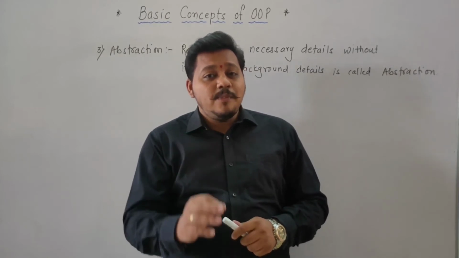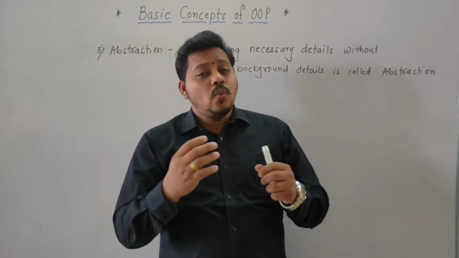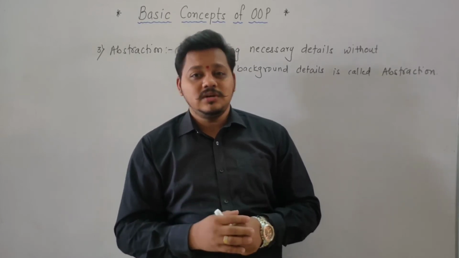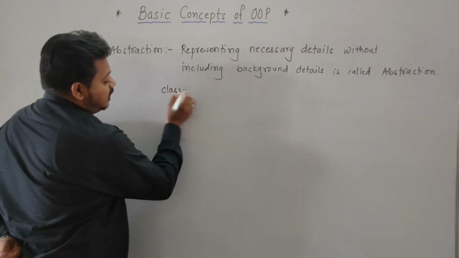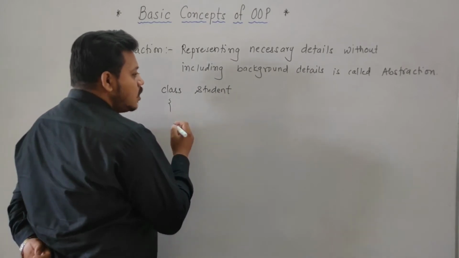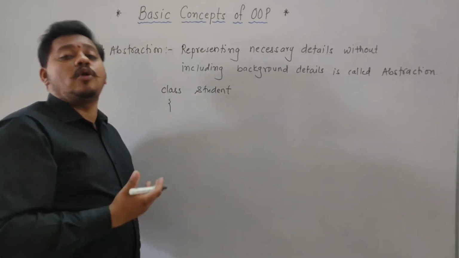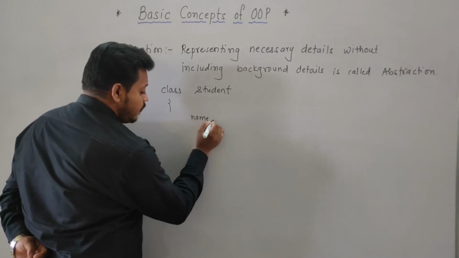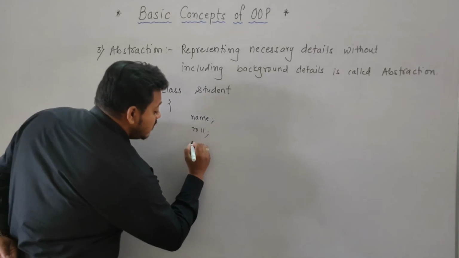Suppose I want to develop one college management system. What is the most important object of my college management system? Student. So here I have taken one class student. Now what are the different attributes, or what can be the different possible properties of student? My student can have name, or we can say roll number. This is the property of student. Then I can say marks.